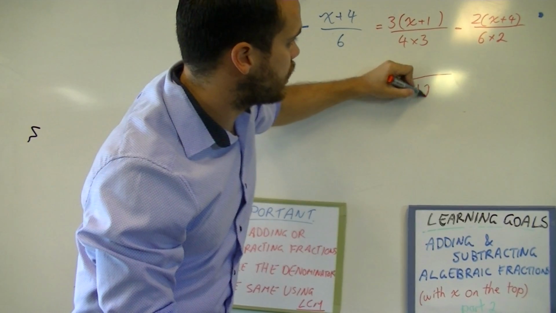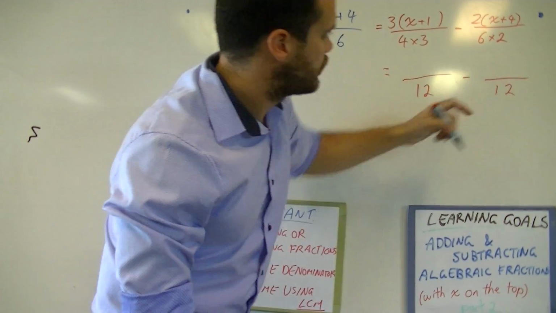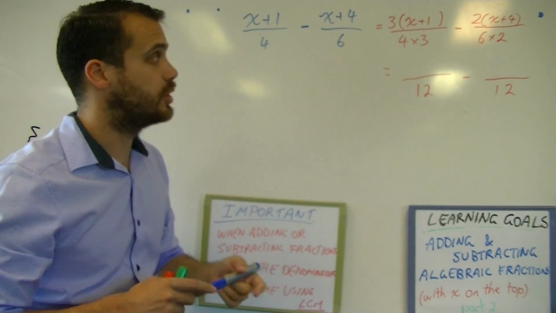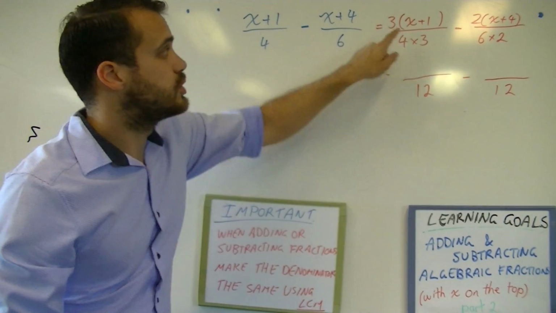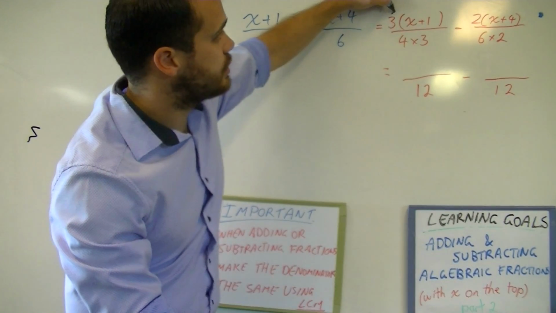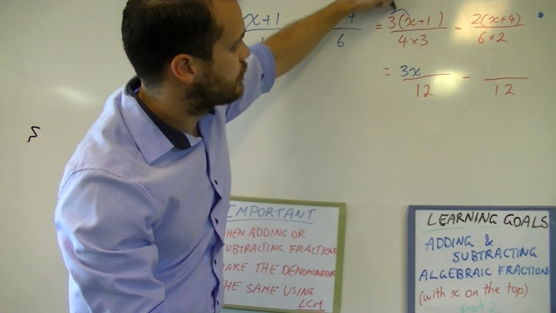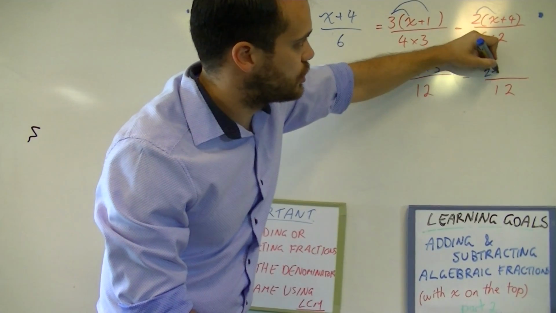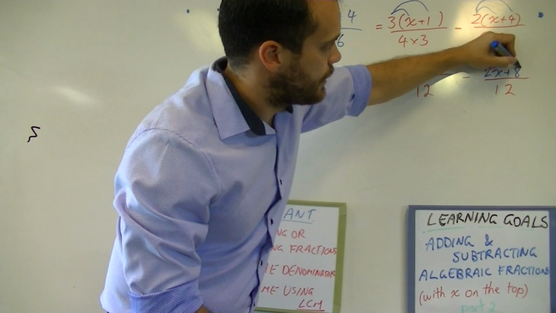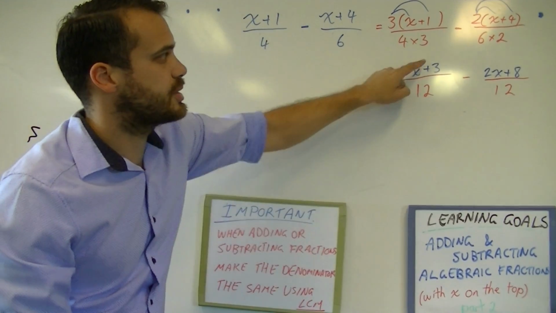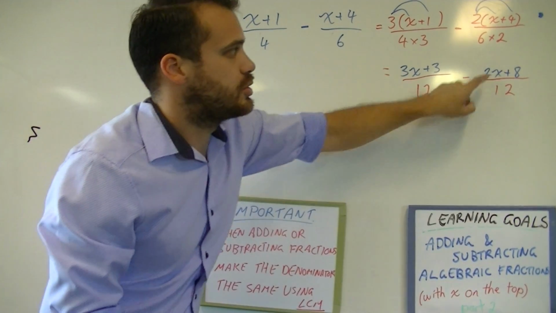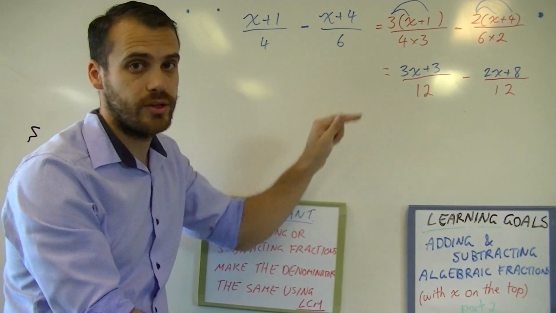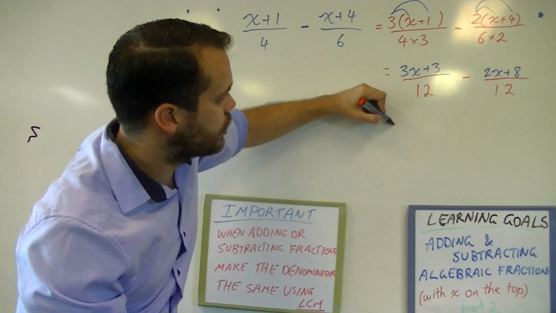Now the bottoms are easy. 4 times 3 is 12, 6 times 2 is 12. Now you should remember from previous work that we can use the distributive law to multiply these out. 3 times x is 3x. 3 times 1 is 3, minus 2 times x, 2x. 2 times 4 is 8. So we end up with 3x plus 3 on 12 minus 2x plus 8 on 12. Now our next step is to put all of this over one denominator. So it's going to be all over 12.